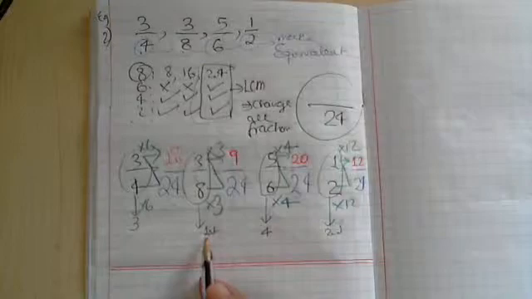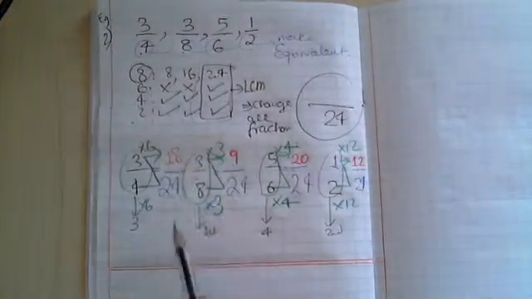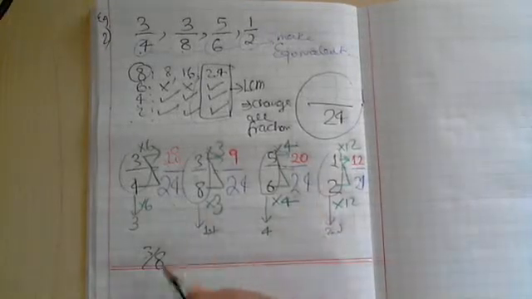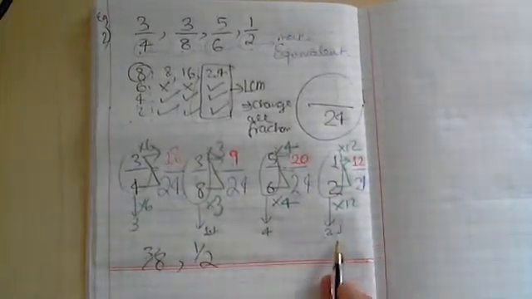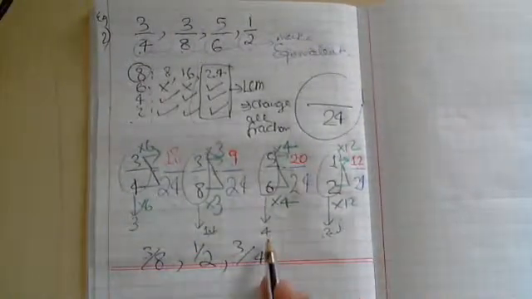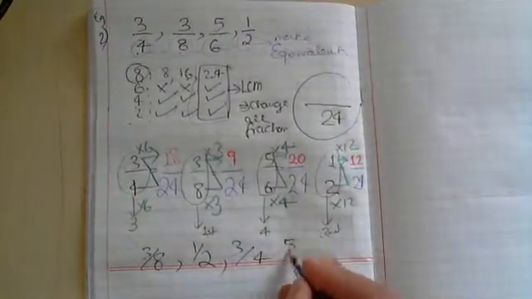So the first fraction that we said is going to be 3/8. The second fraction is going to be a half. And the third fraction is going to be 3/4. And the fourth, or the biggest fraction, is going to be 5/6.